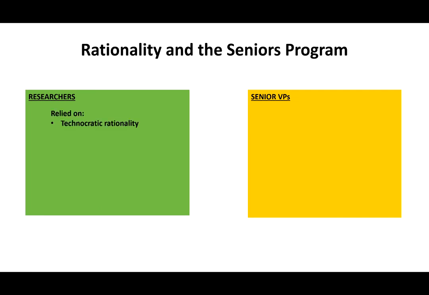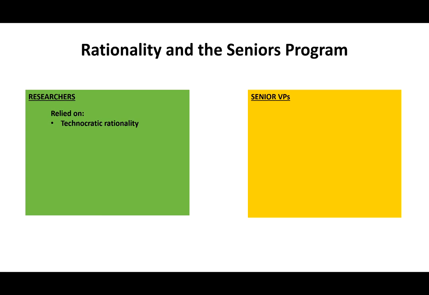The researchers relied on technocratic rationality. Technocratic rationality assumes that there is an objective truth out there, and through the application of the scientific method, we can learn what those truths are. So these guys did an evidence-based research project. They did a scientific experiment to figure out, can we delay frailty? And yay, they found out that they could.